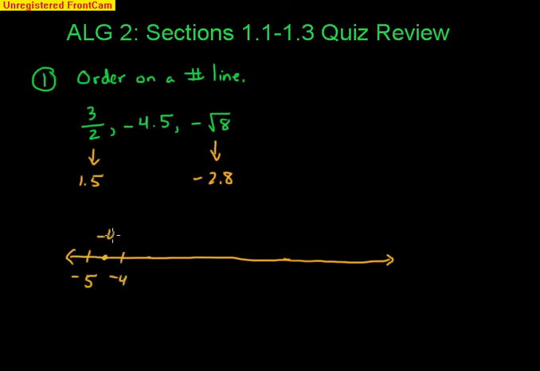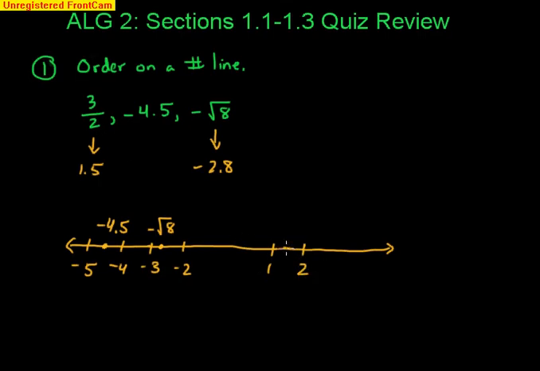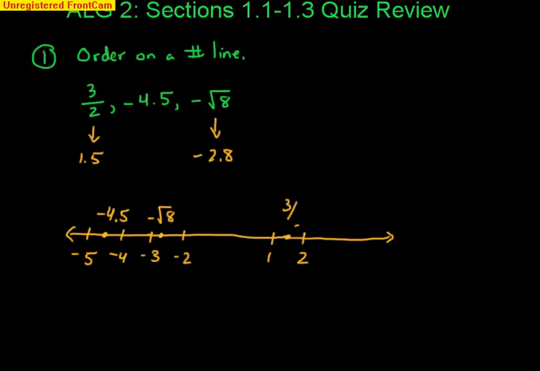And there it is right there, -4.5. Then the next one's -2.8. Well, that is between -3 and -2, closer to -3. And that's negative radical 8. And then the last one is 3/2, which is over here between 1 and 2. And here, right smack dab in the middle, is 3/2. Okay, so hopefully you were able to see these three decimals and order them on a number line correctly.